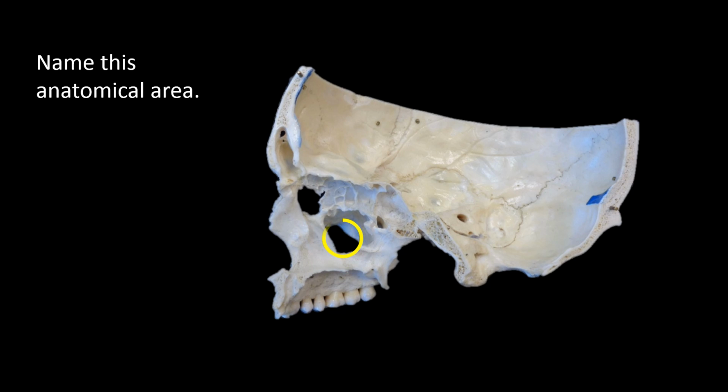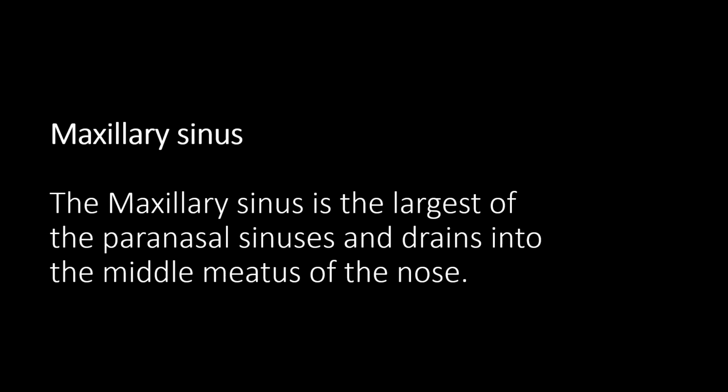Name this anatomical area. Maxillary sinus. The maxillary sinus is the largest of the paranasal sinuses and drains into the middle meatus of the nose.